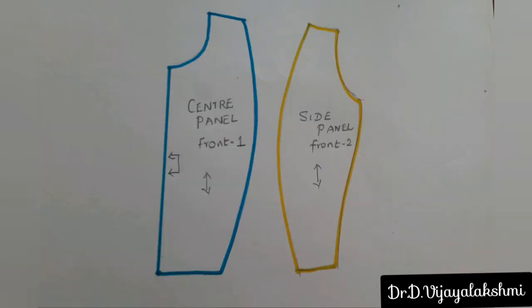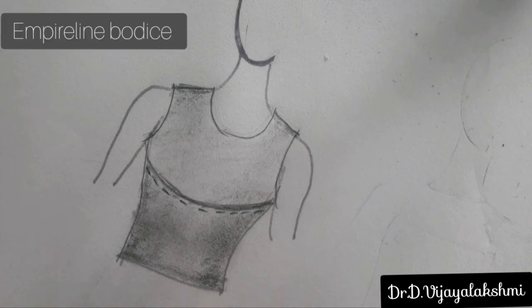The pattern details: the center panel will have front cut number 1, and you have an on fold at the center front. The grain will be straight grain. For the side panel the cut number is 2, because left and right you need side panels, and there is no on fold in it, and the grain is straight grain. And we are discussing only the princess line in the front bodice, and the back bodice is a basic bodice style. In the next style we are moving on to the empire line bodice.